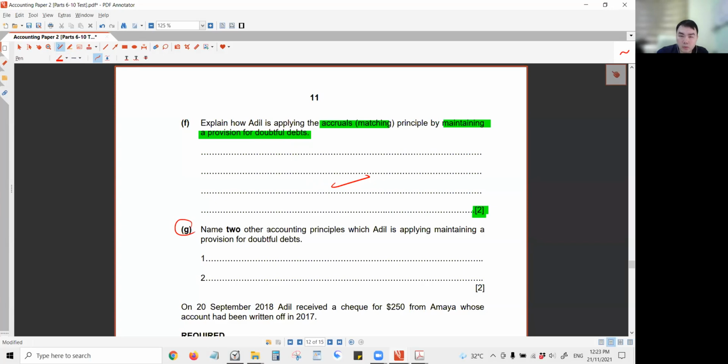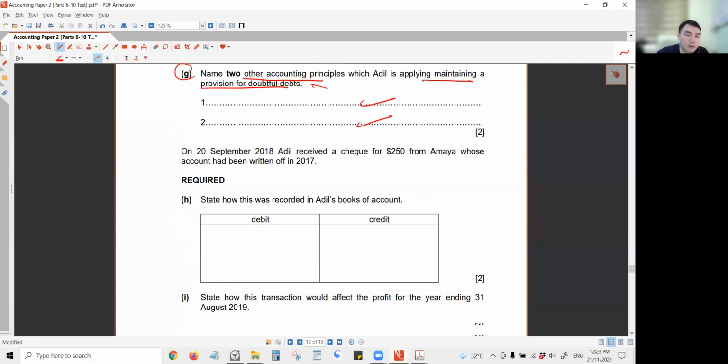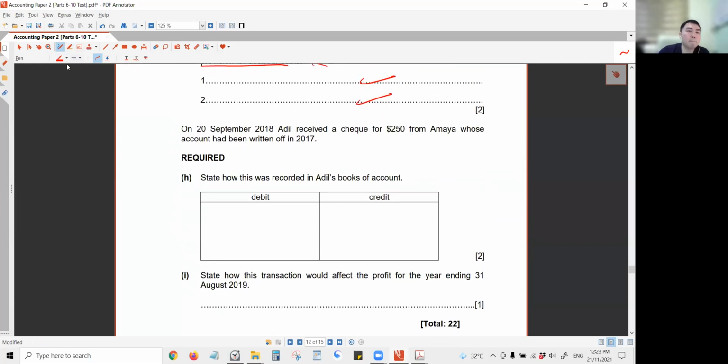G, 2 other accounting principles when maintaining doubtful debts. Again, you can refer to that table. Okay, 2 other accounting principles linked to the doubtful debt. Now we do H and I. How this was recorded in Adil's books of account via Adil.